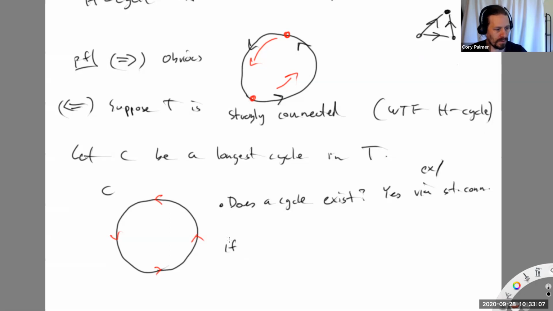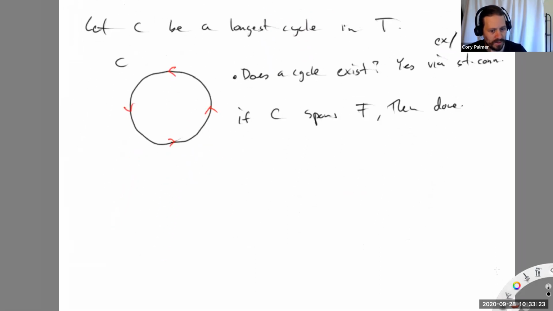Okay, so again, did we name the vertices? We don't really need to. If C spans T, then we're done. Same thing as before. If the longest cycle is a Hamiltonian cycle, then we have what we want. We don't have to think anymore. Okay? So what we'll look at is a vertex U that's off of the cycle.